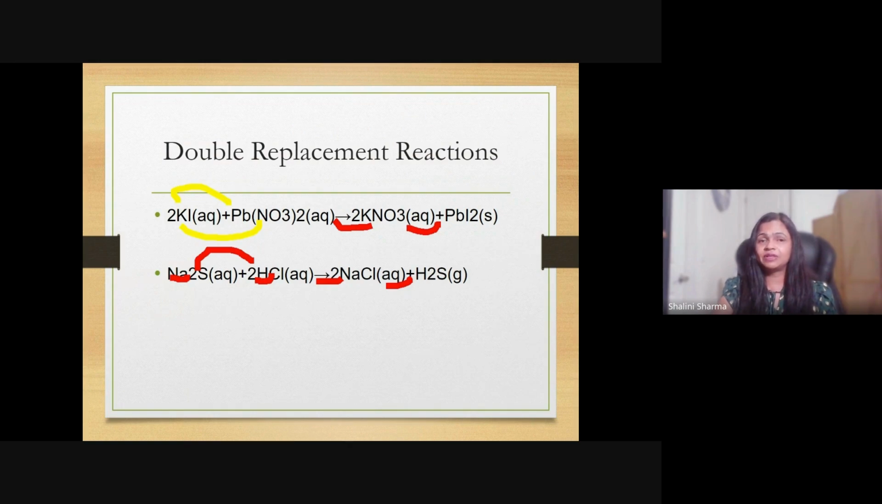The next example is sodium sulfide combining with hydrochloric acid, forming sodium chloride and hydrogen sulfide gas. This is a reaction where an exchange of ions takes place. Sodium combines with the chlorine part of hydrochloric acid, and sodium and chlorine combine, forming sodium chloride. Then hydrogen combines with the sulfur part of sodium sulfide. So they are exchanging their parts with each other, and then hydrogen sulfide is formed.